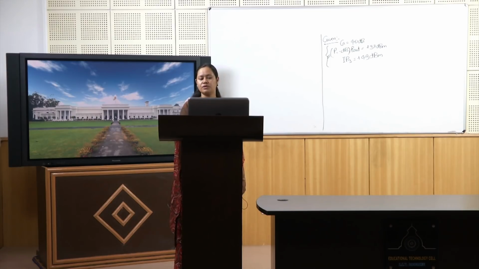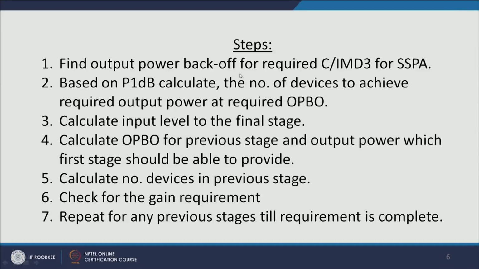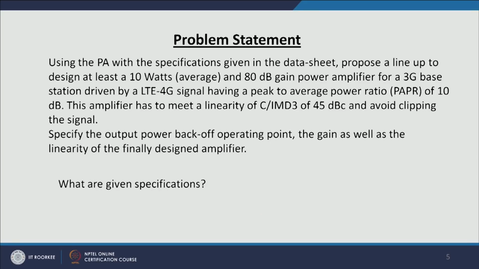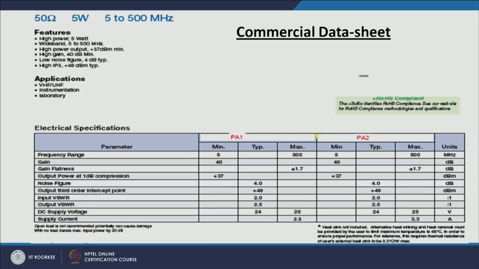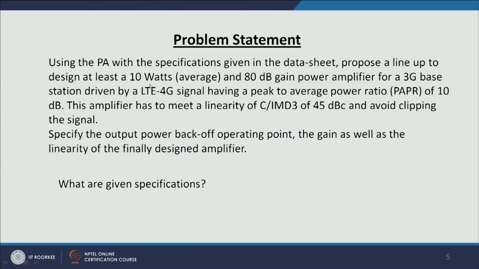And what are the steps for this? First of all, we have to calculate the output power back off for required C by IMD3 for solid state power amplifier. Now, looking at our problem statement, we require at least 10 watt power from our power amplifier. So let us convert it back into dB, logarithmic scale, because most of the calculation will be in terms of dB. C by IMD is provided in terms of dBc, and the gain of the power amplifier is given in terms of dB. So let us calculate this output power in dB first of all.